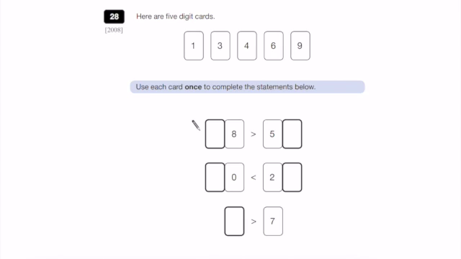Here, this is like the one that we did earlier. Here are 5-digit cards: 1, 3, 4, 6, 9. Use each card once to complete the statements below. Now, you may want to do this on scrap paper. Well, actually, you don't need to; you can do it in your workbook. You're probably going to have to play around a bit with this to make sure that it all works out. So press pause, and then I will play around with it with you once you've had a go yourself.